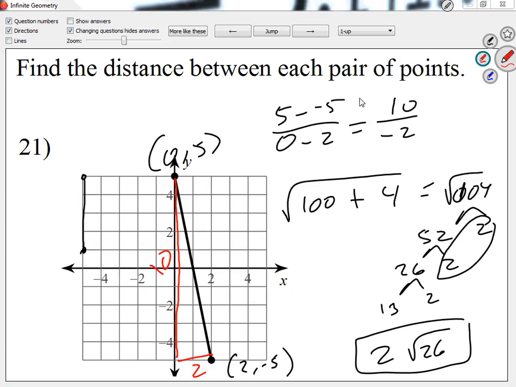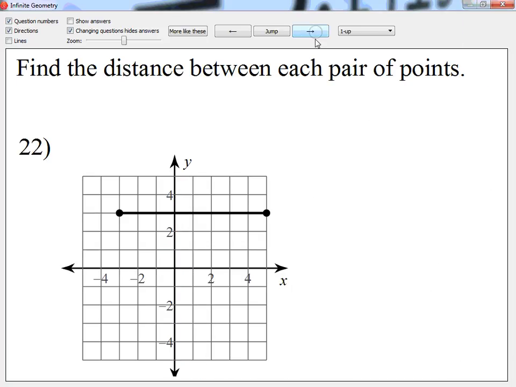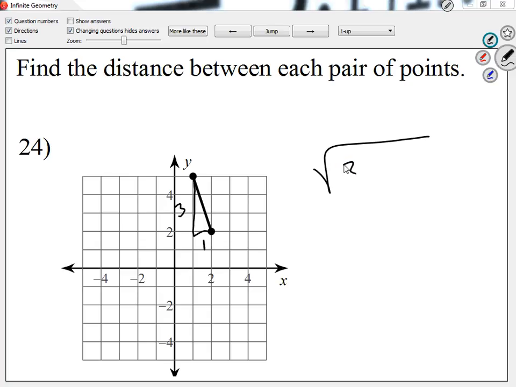So let me take a look at number 22. Now 22 is easy, and 23 as well. Like I said, I'll leave the easy ones for you. Let me take a look at number 24. If I don't want to do the y2 minus y1, let me create my triangle. My distances are 1 and 3. So I'm going to go the square root of 3 squared plus 1 squared, which is the square root of 10. 3 squared plus 1 squared is 10.